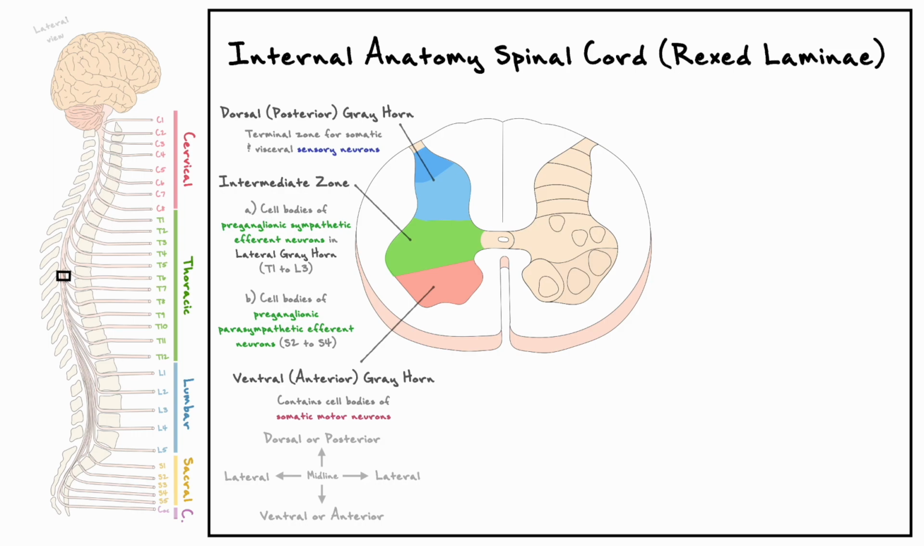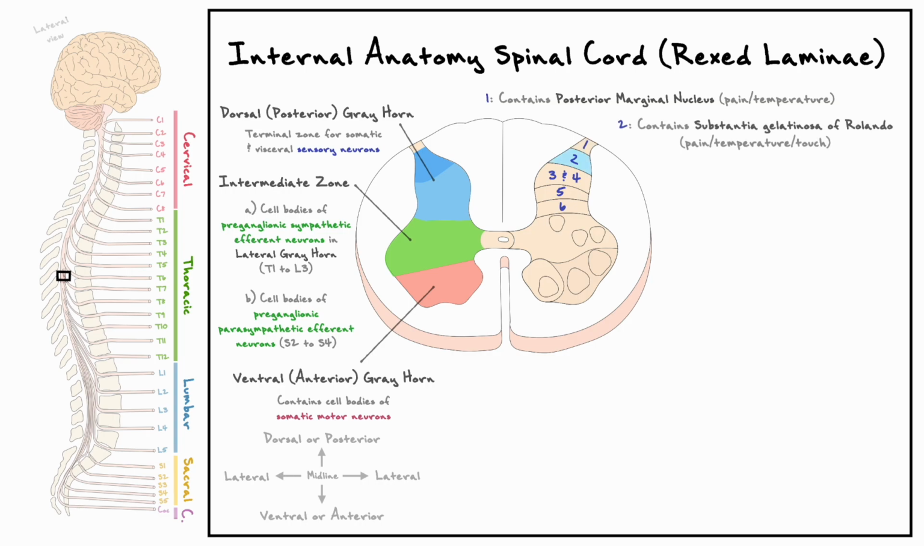Nonetheless, we can start with the Rexed laminae that are contained in the dorsal horn, which are the first 6. The 6 laminae are somewhat organized in horizontal layers, and as you might suspect, they will play some role in processing sensory information. Rexed lamina 1 is the most dorsal lamina, and it contains the posterior marginal nucleus, which receives information about pain and temperature. The second lamina is also known as the substantia gelatinosa of Rolando, which is a nucleus that receives pain, temperature, and touch information.